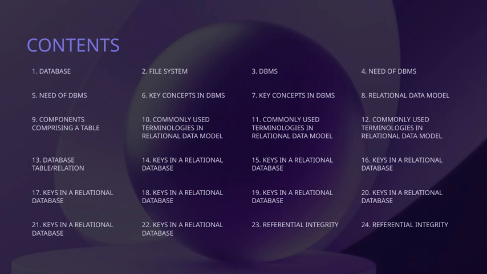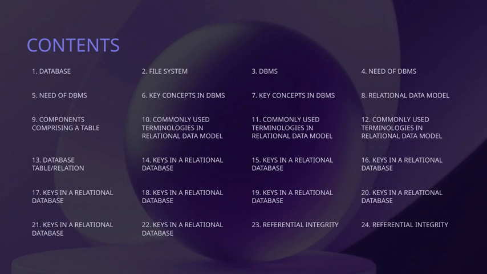We also explore the file system, which is the traditional way of handling data before databases became prevalent, and why moving to a DBMS offers significant advantages. Following that, we delve into key concepts in a DBMS, which include how data is stored, manipulated, and managed securely. Then, we examine the relational data model, the most common approach used today, and why it's so powerful for representing real-world data. As we progress, we focus on the various terminologies used in the relational model, which are crucial for understanding how data relates and interacts within the system.